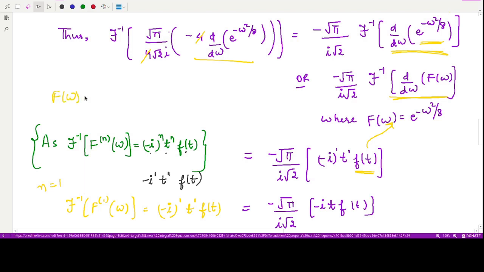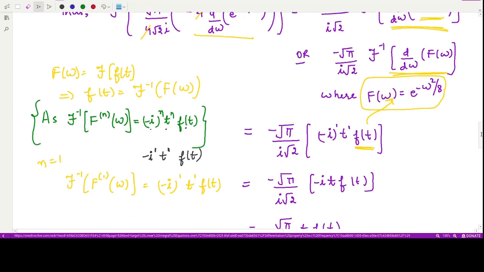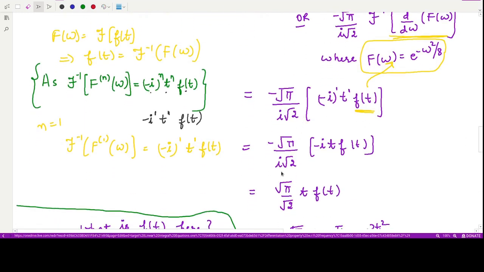So we have to compute the inverse Fourier transform of this, because initially what was your f of omega? It was the Fourier transform of f of t. So therefore this implies what will be your f of t? It would be the Fourier inverse of capital F of omega. So we have to perform the inverse Fourier transform of this particular function. Now all these quantities, minus minus becomes plus, this iota and iota cancel, so we have square root of pi by square root of 2 into t f of t.